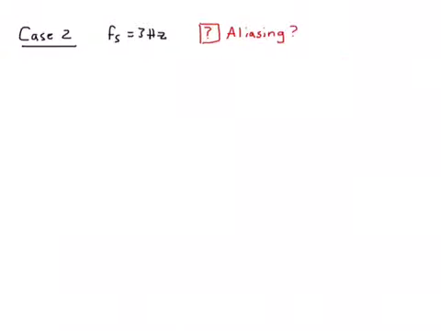In the next case, we're going to sample this same sinusoid at a frequency of 3 Hertz. So in this case, do we expect aliasing? Well, yes, we do expect aliasing. Why? Because Fs is equal to 3, which is less than 2 times 2, which is 4. It's less than twice the highest frequency in the signal. So we expect aliasing of the signal.